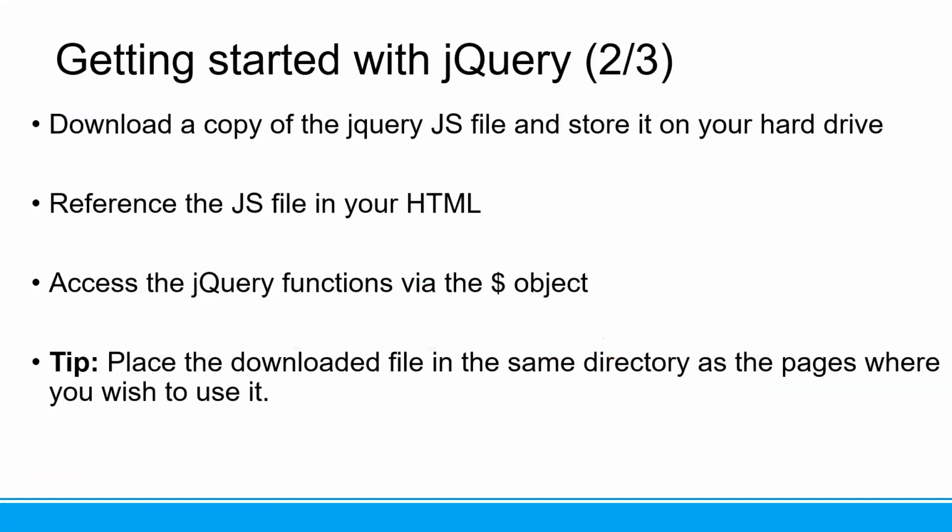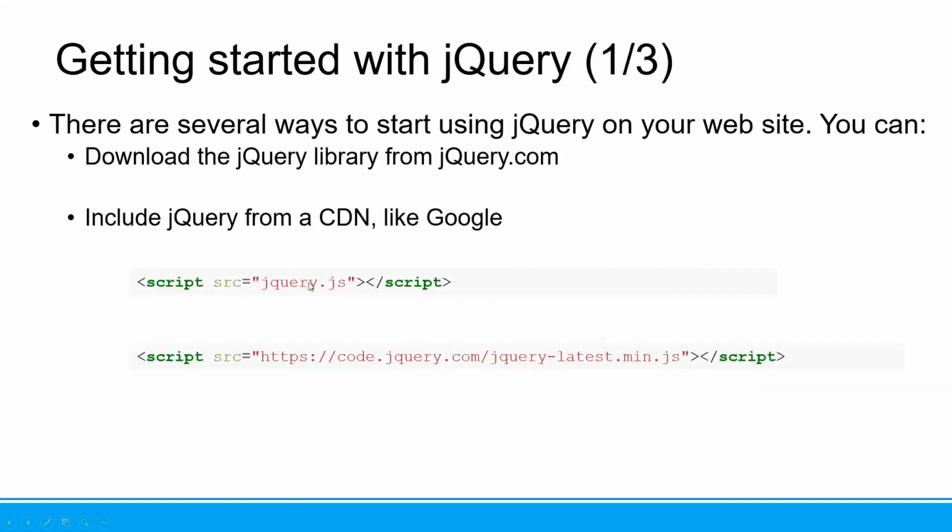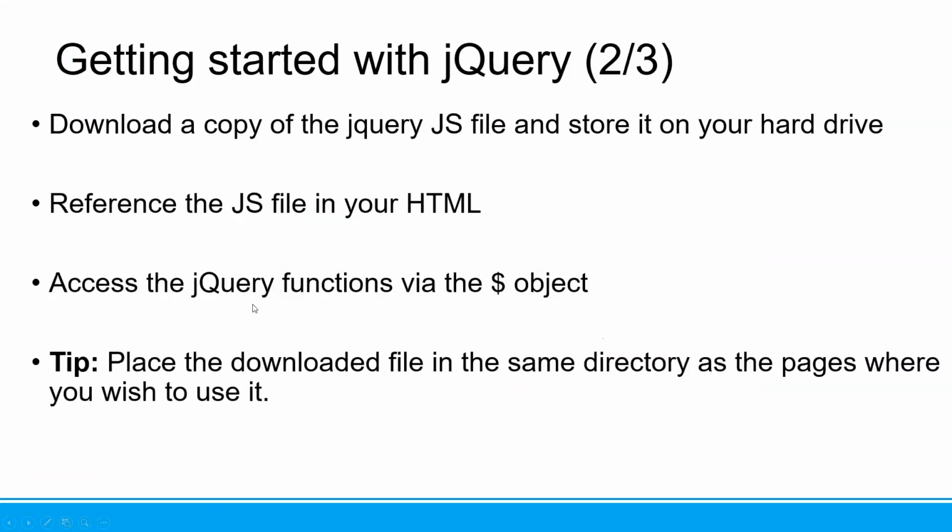So if you want to download jQuery, you need to have a copy of the jQuery JS file and store it in your hard drive. And then you need to reference the JS file in your HTML file. So you know that when we do the scripting, we need to access the static file. So for the static file, you can just use the src like this. And then you can access the jQuery function with this dollar object. Okay, so our main focus will be related to this dollar object.